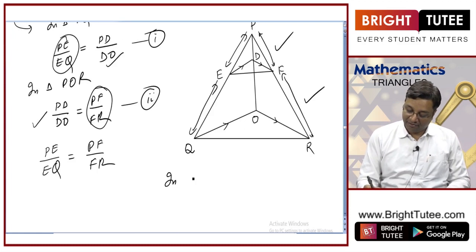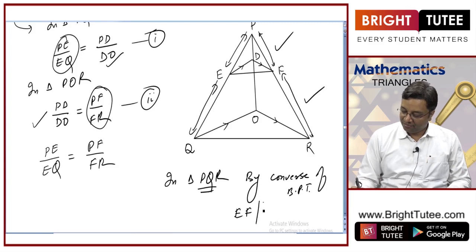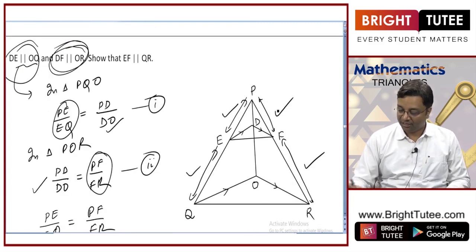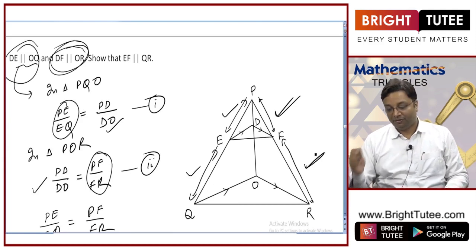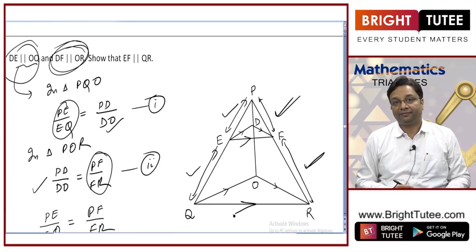Now in triangle PQR, by converse of BPT, you can say that EF is parallel to QR, right? Why? Because these ratios are equal. So the converse of BPT tells me that this side is parallel to this side. All right.